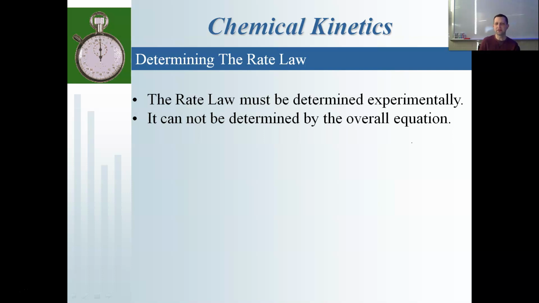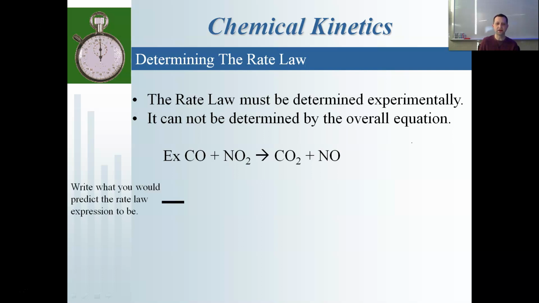We're going to do something called the iodine clock reaction, where we'll carry out a set of experiments and determine the rate law based on the data that we collect. So it cannot be determined by the overall equation, but we can predict what it would look like from the overall equation. All right? So let's take a look at the equation we have on the screen here, which is CO plus NO2 yields CO2 plus NO. We could predict what the rate law would be based on what that equation looks like.